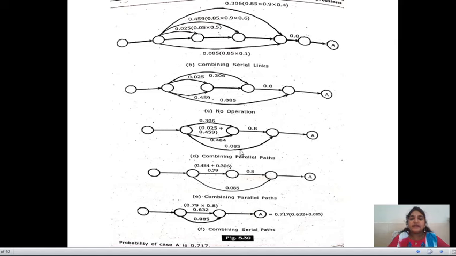Now the operation is combining parallel links. These are all parallel links, only the input links to the particular node. So 0.025 plus 0.459, these two are parallel links, gives 0.484. Again 0.484 plus 0.306, adding again gives 0.79. Then there is a serial link, 0.79 into 0.8, and here there is also a parallel link, 0.632 into 0.085 is equal to 0.714. Then this is the starting node and the A case ending node. So 0.717 is the probability of the considered case A.